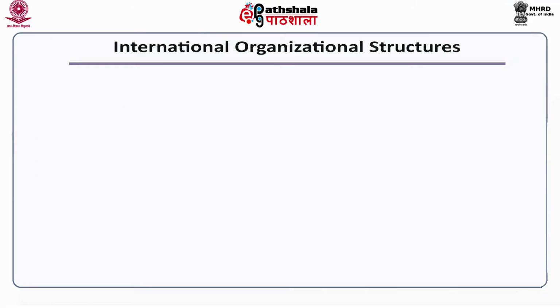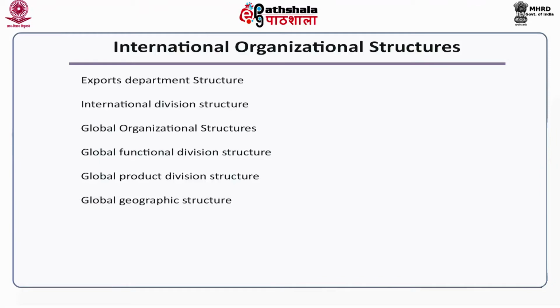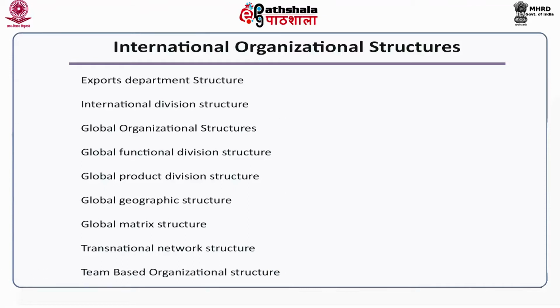International organizational structures. The various international organizational structures are export department structure, international division structure, and global organizational structures, which may be in the form of global functional divisional structure, global product division structure, global geographic structure, global matrix structure, transnational network structures and team-based organizational structures.